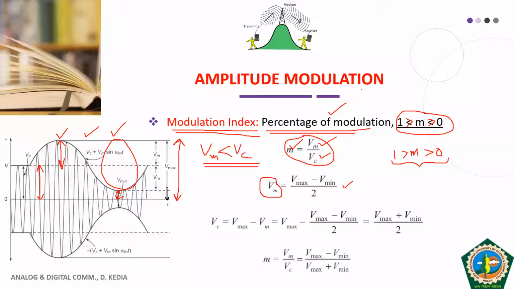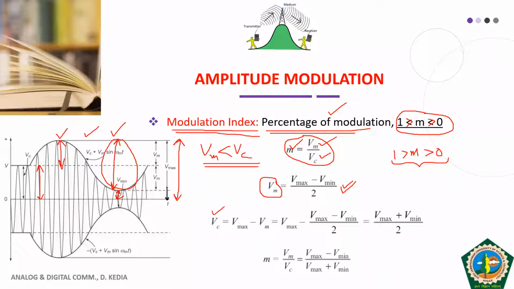This portion means this much value. And how much is this value? This value is twice of Vm. We want Vm, so that's why Vm is equal to (Vmax minus Vmin) by 2. So just by simple observation, we will be able to get this.